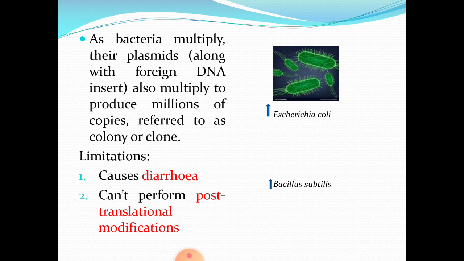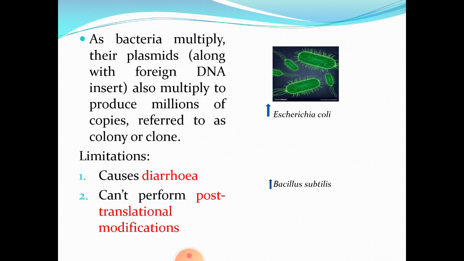Okay, and that is possible only if the cell genetic machinery has post-translational machinery to carry out post-translational modifications. All right, and that is not present in this Escherichia coli. These are the two limitations. It causes diarrhea and dysentery, and it cannot perform post-translational modifications. Most of these prokaryotic cells have that drawback.